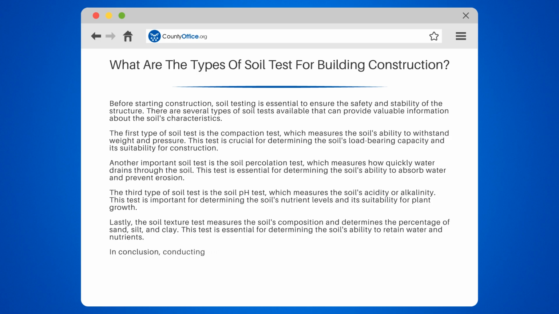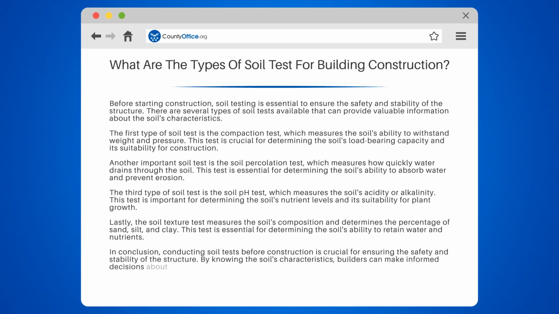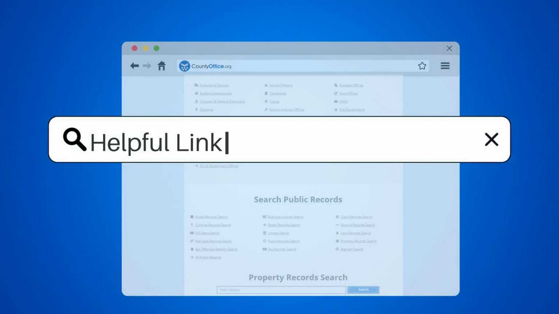In conclusion, conducting soil tests before construction is crucial for ensuring the safety and stability of the structure. By knowing the soil's characteristics, builders can make informed decisions about the foundation, drainage, and overall design of the building.